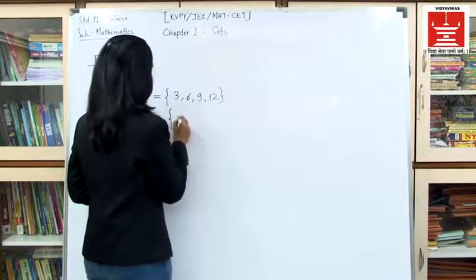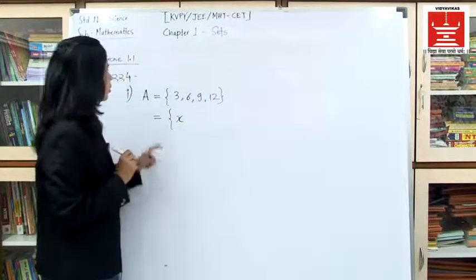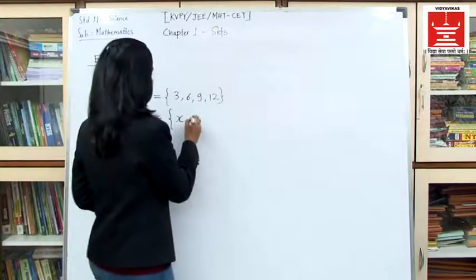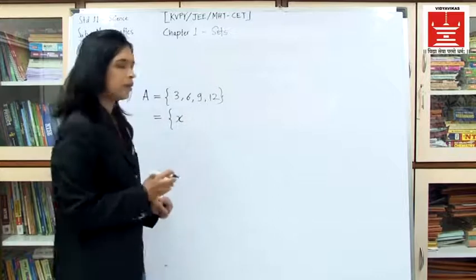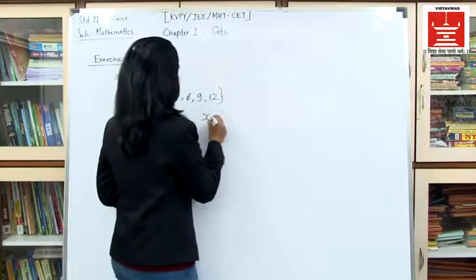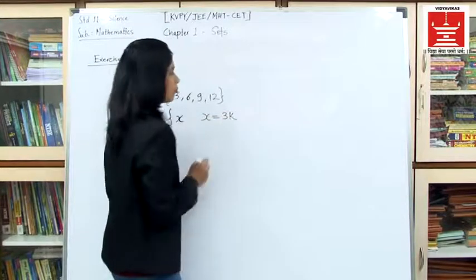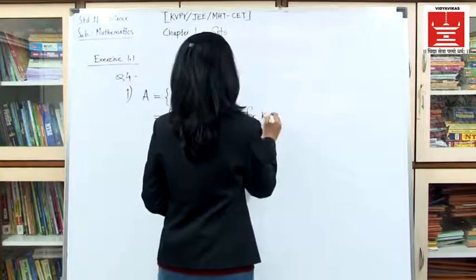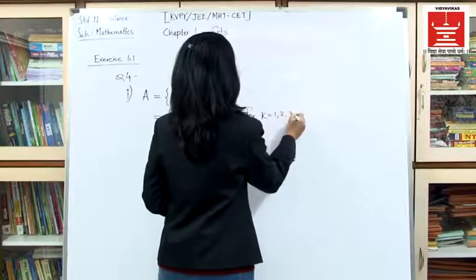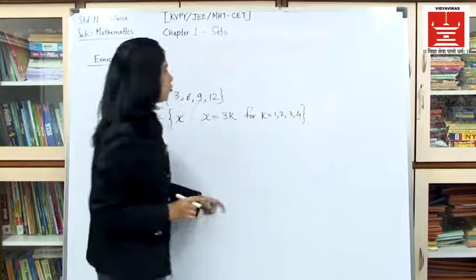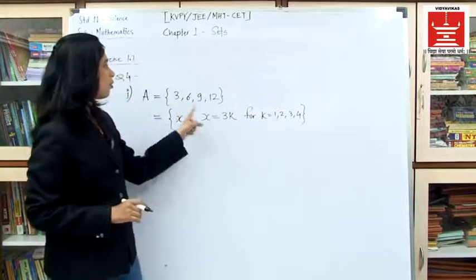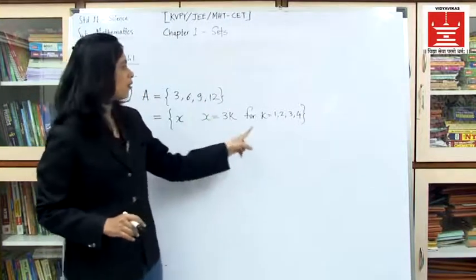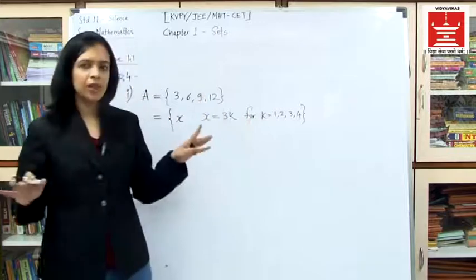X is a member such that X is equal to 3k for k equal to 1, 2, 3, 4. For k equal to 1 you get 3, for k equal to 2 you get 6, for k equal to 3 you get 9, for k equal to 4 you get 12, that's it.